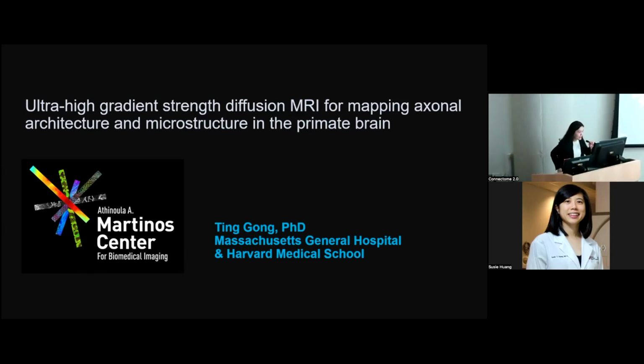Good afternoon, everyone. So this morning you've heard about the amazing capabilities of the ultra-high gradient strength MRI system enabled for diffusion MRI and beyond. What I'm going to show you next is an ex vivo data resource we've collected on macaque and human brain enabled by these systems, including the Connectome 2.0 here.